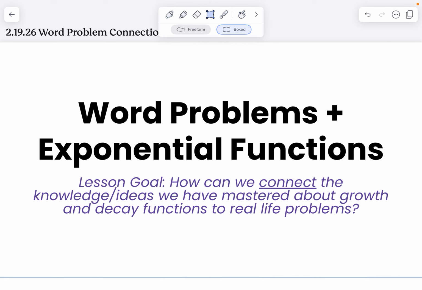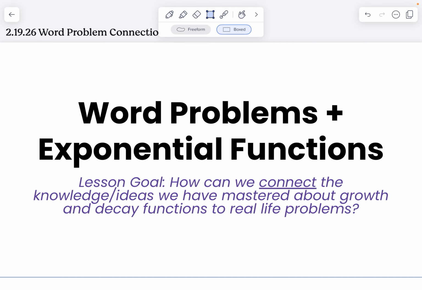Hello everyone. In today's lesson, we're going to continue connecting word problems and exponential functions. Our goal for today is to think about how we can connect the knowledge and ideas we've mastered regarding growth and decay functions so far to these more real-life scenarios, which actually are related a lot to growth or decay equations, and we'll be looking at the base a lot and seeing if this matches growth and decay and hopefully making a lot of those connections.